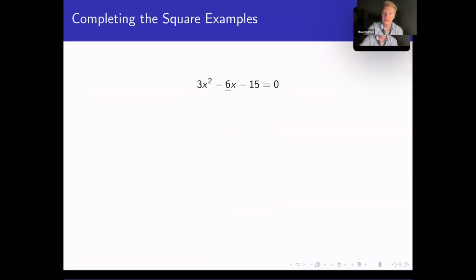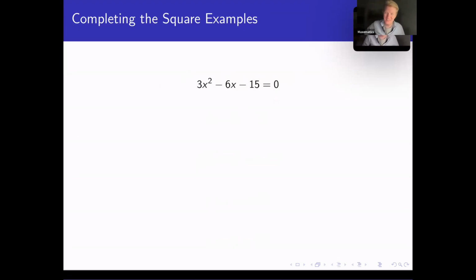3x squared minus 6x minus 15 equals 0. Let's complete the square on this. However, we can only complete the square when a is 1. Well, in ax squared, a is now 3. So just like that, we can't do completing the square, right? Just move on?